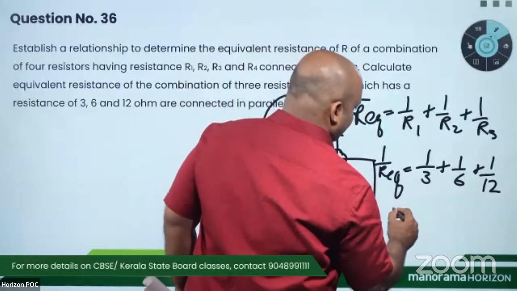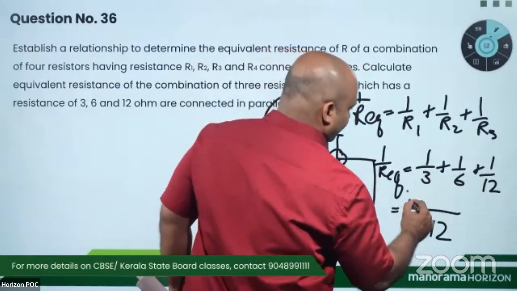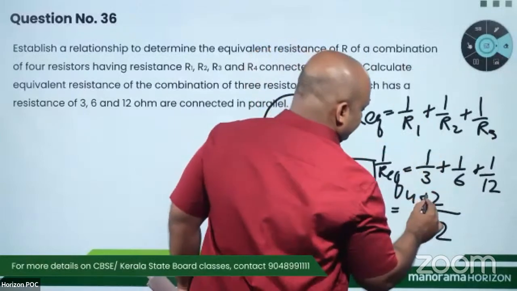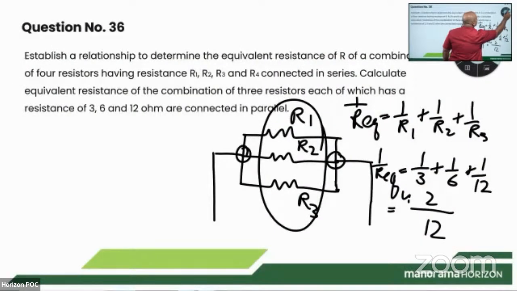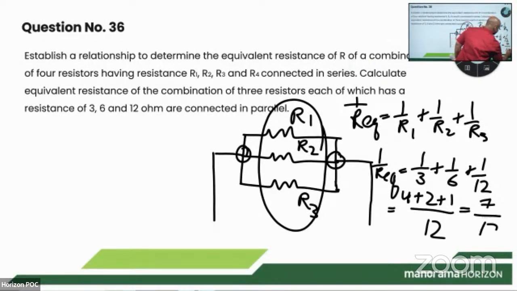If you take the LCM, what are you getting? So the LCM is 12. This is 4 plus 2 plus 1. That is equal to 7 by 12.